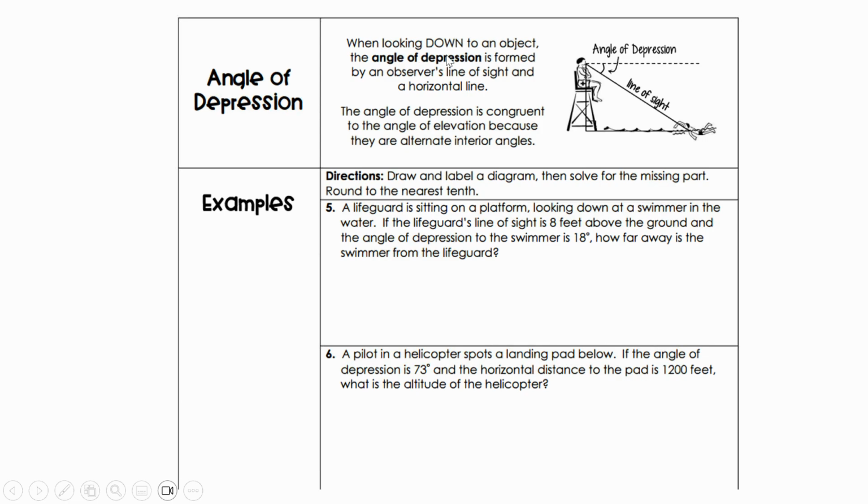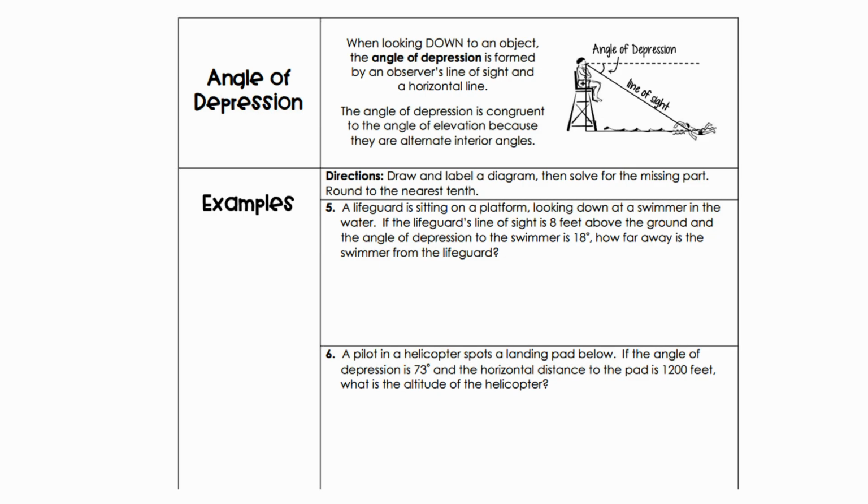For angle of depression, this one's slightly trickier. So when looking down to an object, the angle of depression is formed by the observer's line of sight and a horizontal line, as you can see right here. The angle of depression is congruent to the angle of elevation because they are alternate interior angles. Let's take a look at an example.